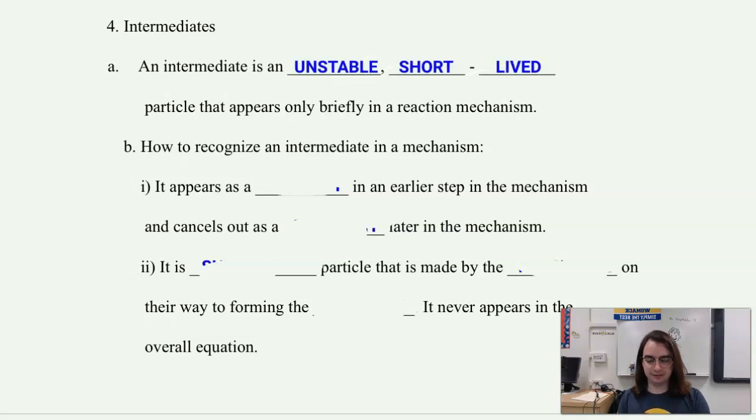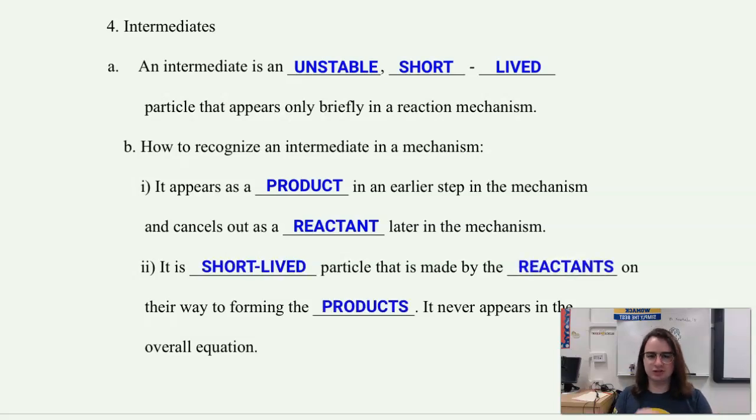All right. We can also determine things called intermediates. Intermediates are these unstable, short-lived particles. They collide and they're formed and then they're broken apart. And that's how we can identify them. In a mechanism, they're going to form as products, exist very briefly, and then they're going to fall apart as reactants. And then they should just disappear as far as the overall reaction. They should never actually be involved in the overall reaction.